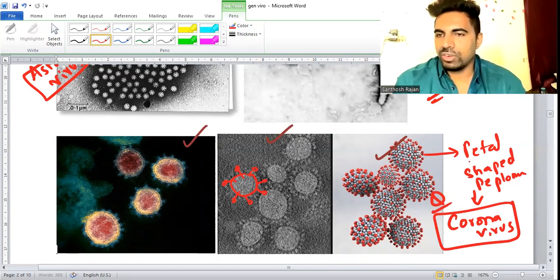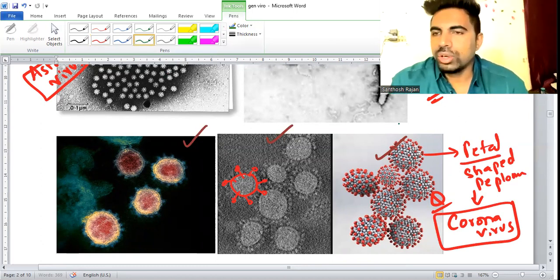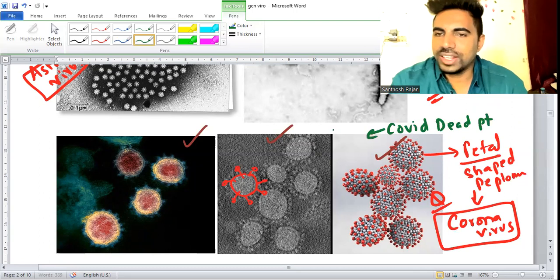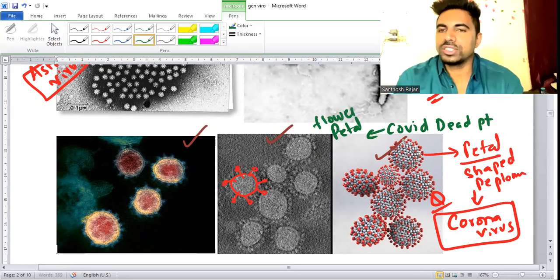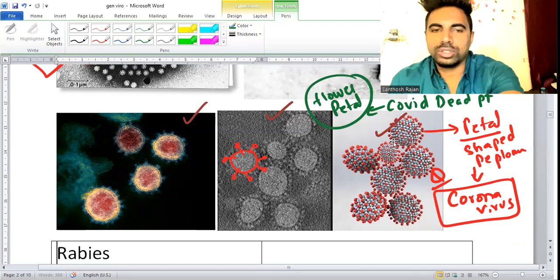Okay. Papillomas flower. Matlab kya karogi? You put, koi bhi, any patient, you remember like this. COVID mein patient dead na? The dead patients ka kya dalogi? You will put the flower petals on them. Okay. Flower petal dalogi. Kiska COVID patients ka? COVID ka dead patients ka petal dalogi. Even if you forgot, December COVID patients. Okay. Right. So now the brief revision.